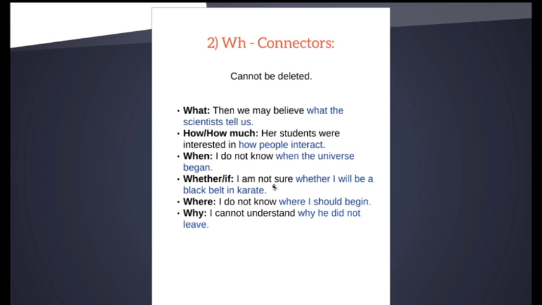Whether or if. I'm not sure whether I will be a black belt in karate. Where? I do not know where I should begin. Why? I cannot understand why he did not leave. When do we use why? We use why when we are talking about the reason. Where, when we talk about the place. Whether or if, when we're talking about possibilities. When, when we talk about time. How and how much, the way or the quantity. And what, when we're telling the thing, what the thing is.